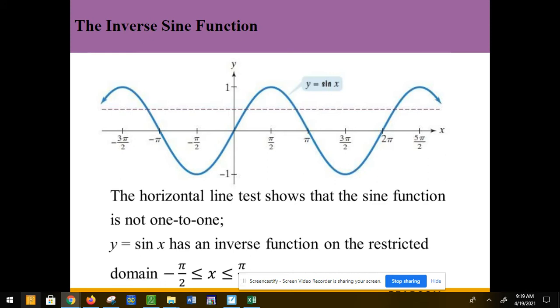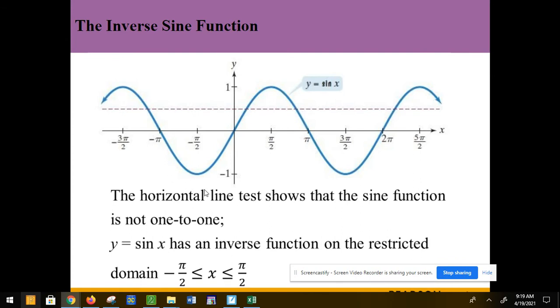First, we're going to look at the inverse of a sine function. The first thing we're going to look at is that horizontal line test that we just talked about. Obviously, a horizontal line will cross a sine function at more than one place. So it's not one-to-one. So you cannot get the inverse of the entire sine function. We have to restrict the domain to a certain part of it. So we're going to look at it from an x value of -pi/2 to pi/2. So from here to here, basically half of a period.